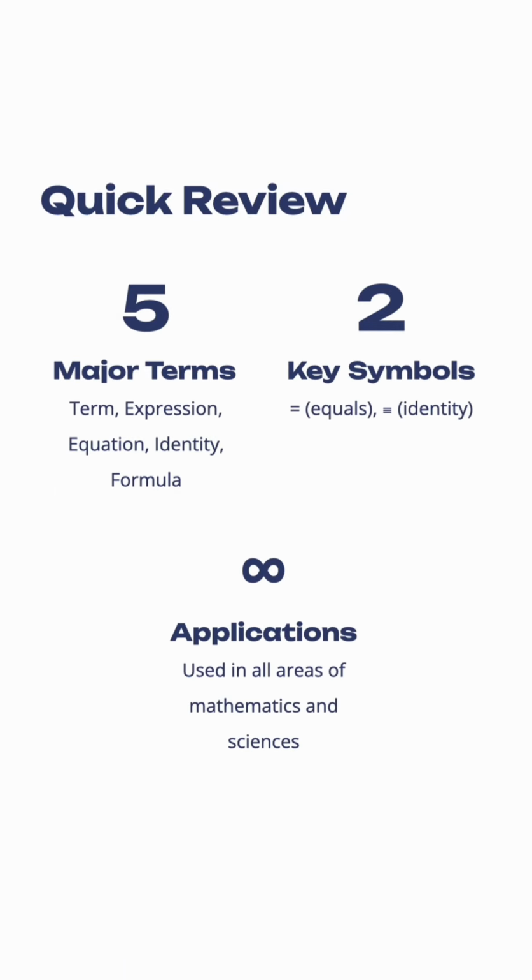Quick review. Let's recap what we've covered. We've explored 5 major terms: term, expression, equation, identity, and formula. We've learned about 2 key symbols, the equal sign and the identity symbol. These concepts have infinite applications. They're used in all areas of mathematics and sciences.